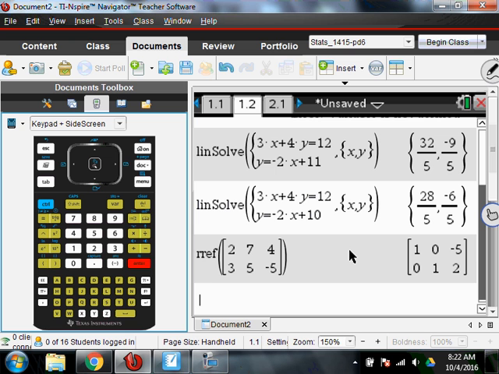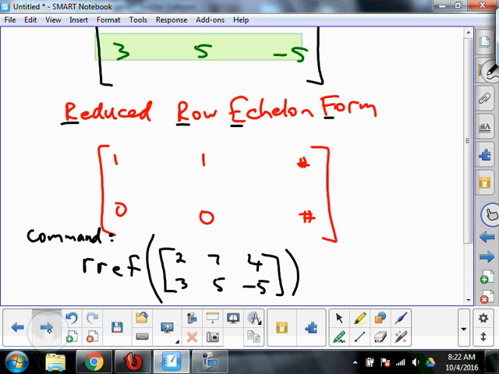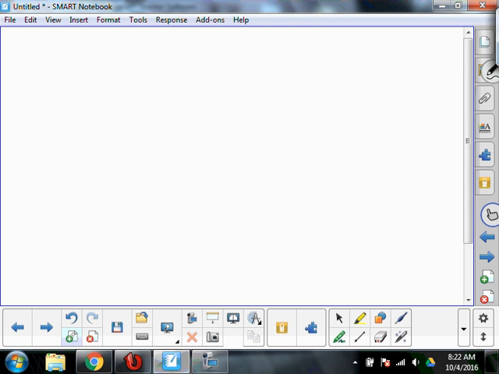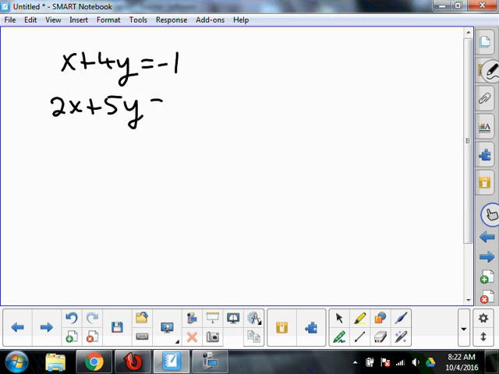Should we try another one? I think we better try 2 more. You ready for this? 1 more two variable system, and then 1 with 3. So let's try this one. Let's try x plus 4y is negative 1, and 2x plus 5y is 4.